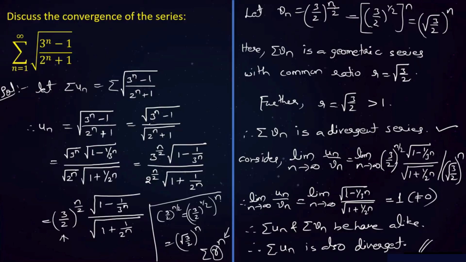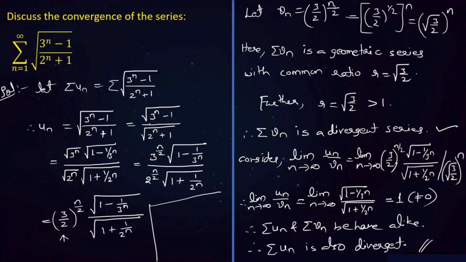I'm bringing that power 1 by 2 inside this, so that I get square root of 3 by 2 whole to the power of n. Then I can take this r as square root of 3 by 2. Okay, that's the basic idea here. Now, if you look at that carefully, by taking that r, you can understand it is clearly a geometric series, right? Of course, depending on the value of r, we will decide whether it is convergent or not. That we'll see anyway now.